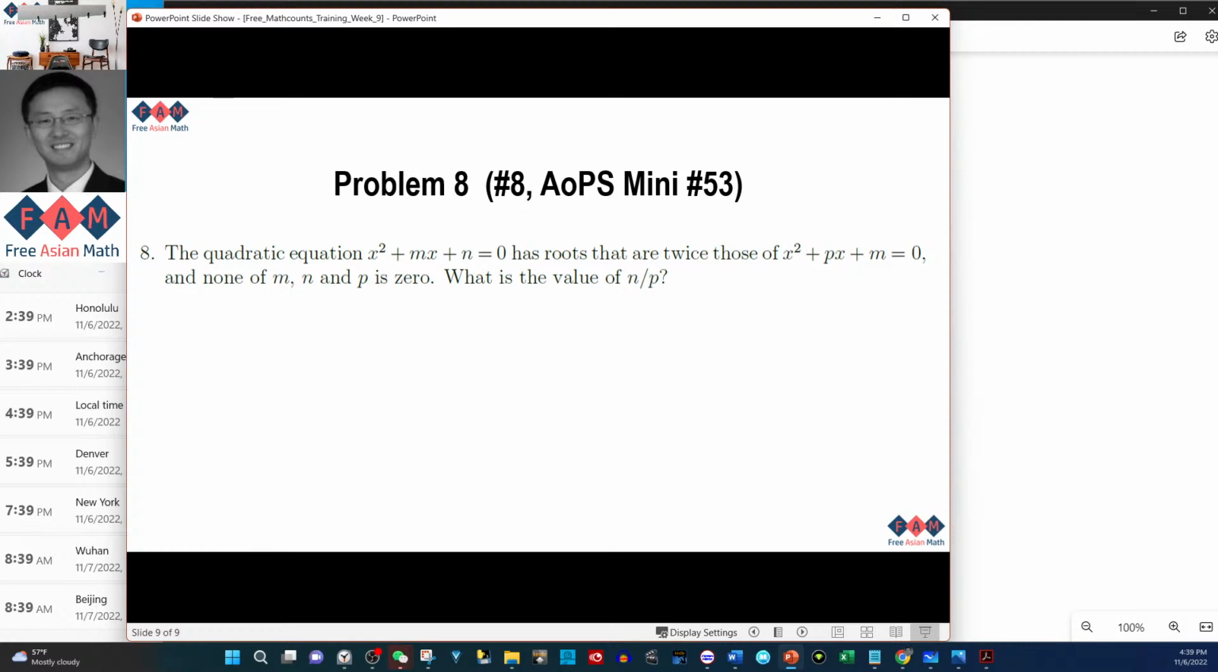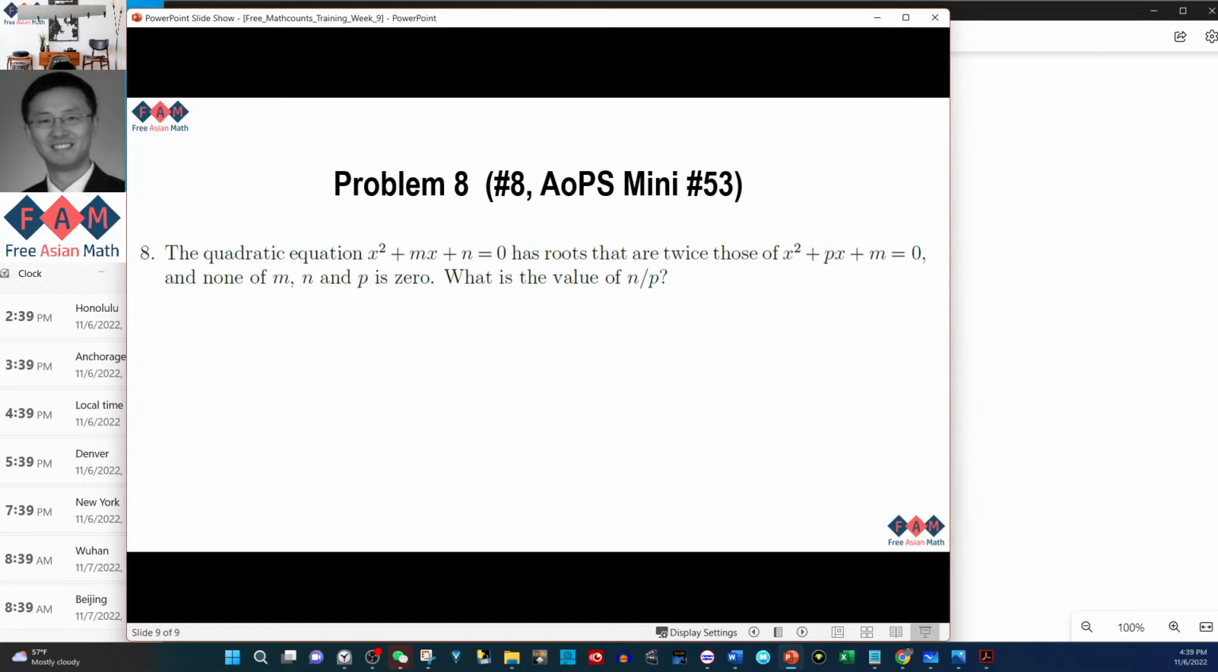they have roots that are twice the roots of another quadratic equation, but this time we still have m here, but we introduce one extra p. So now we have three unknowns, m, n, and p, but we know a very nice relationship.